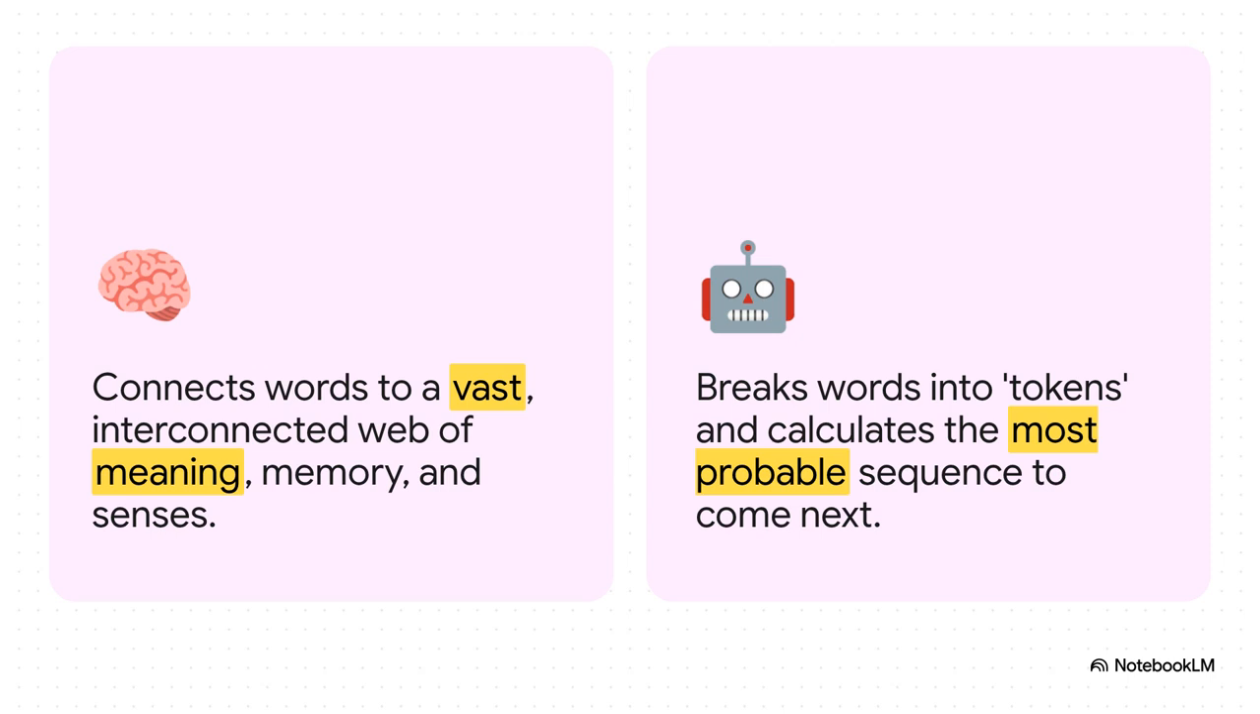For an AI, apple is just a number, a token. And all it knows is that mathematically, this token has a really high chance of showing up next to other tokens like pie, tree, or iPhone. It's not about meaning, it's all about probability.